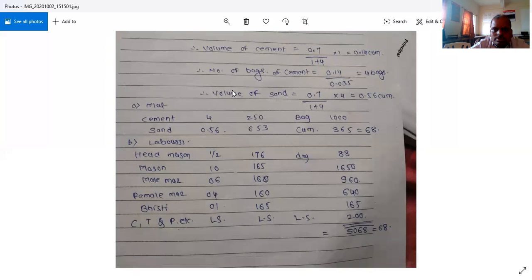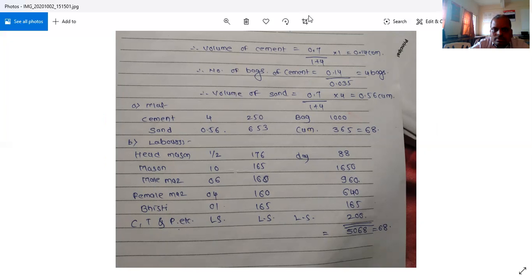Then we have to prepare the table. 4 cement bags at the rate of 250 will be 1000 rupees. Sand is near about half a cubic meter, 653 is the rate, 365. Whereas the labor, head mason half number is required, so 88, because 176 is the rate. Mason 10 numbers are required, 165, that is 1650. Male mazdoor 6 numbers, 960 rupees. Female mazdoor 4, 640. Bhisti 1 number is required, whereas contingency tools and plants again 200. So the grand total will be 5068 rupees.